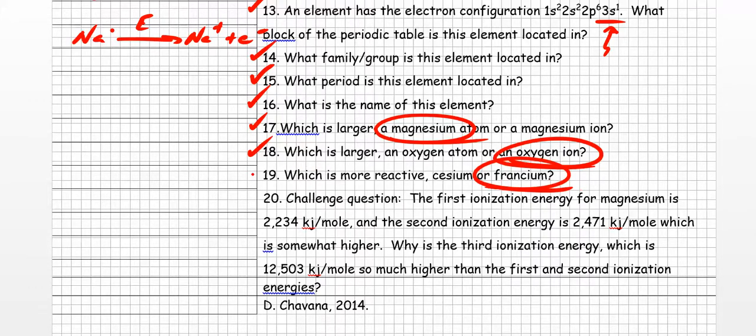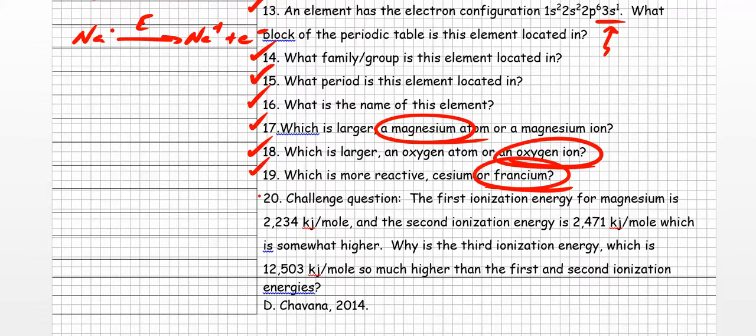And let's end this with a challenge question. Number 20 says, the first ionization energy for magnesium is 2,234 kilojoules per mole, and the second ionization energy is 2,471 kilojoules per mole. We expected it to be larger, which is somewhat higher. Why is the third ionization energy, which is 12,503 kilojoules per mole, so much higher than the first and the second ionization energies?